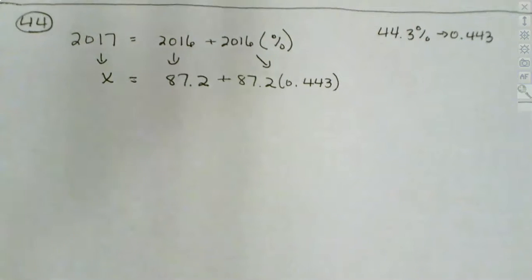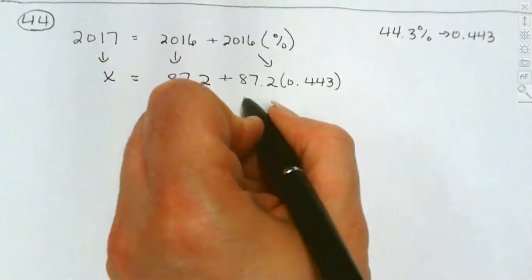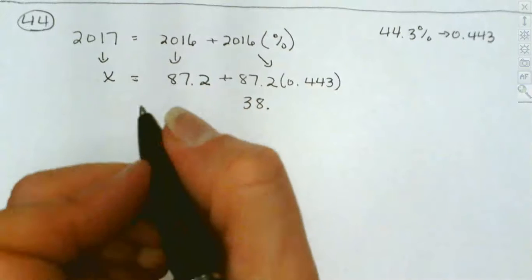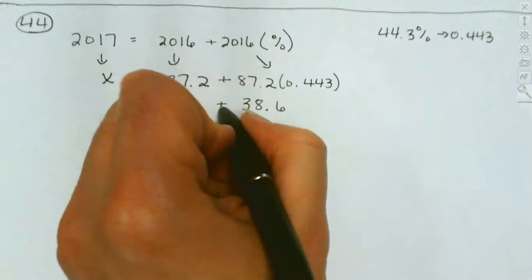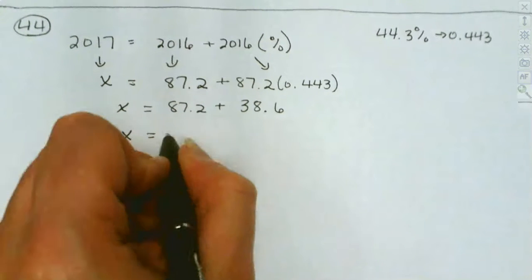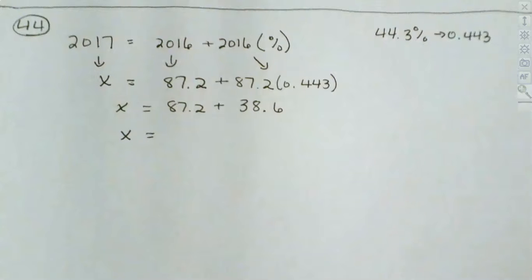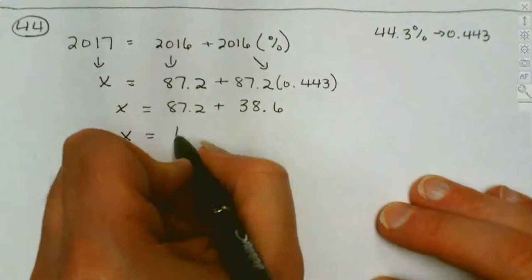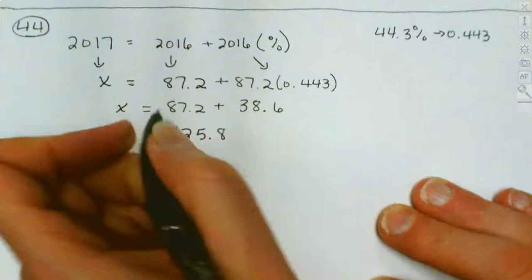So let's go ahead now and figure out what this is going to be. And we want our answer to the nearest tenth of $1,000,000. So one place. So we've got that 87.2 times 0.443. This piece comes out to be, when we multiply, 38.6. And then we're going to add them together. 87.2 plus 38.6. We'll add those together. And we get 125.8. And this is going to be $1 million.